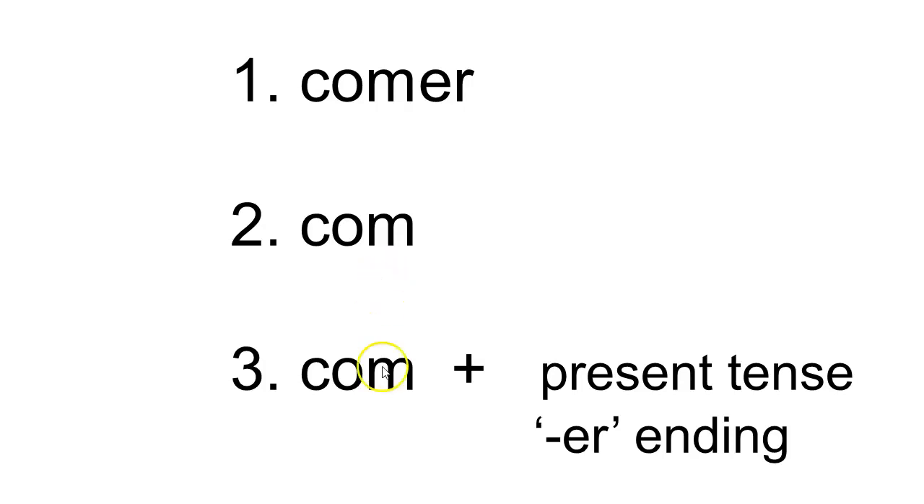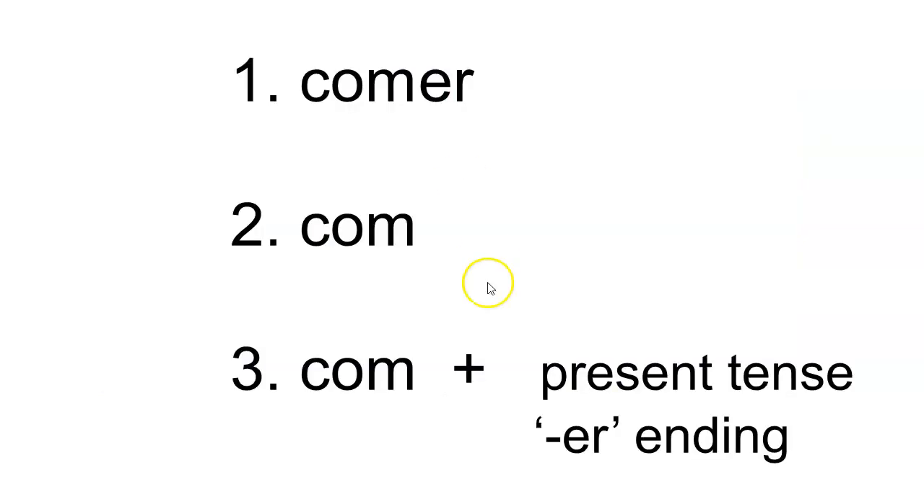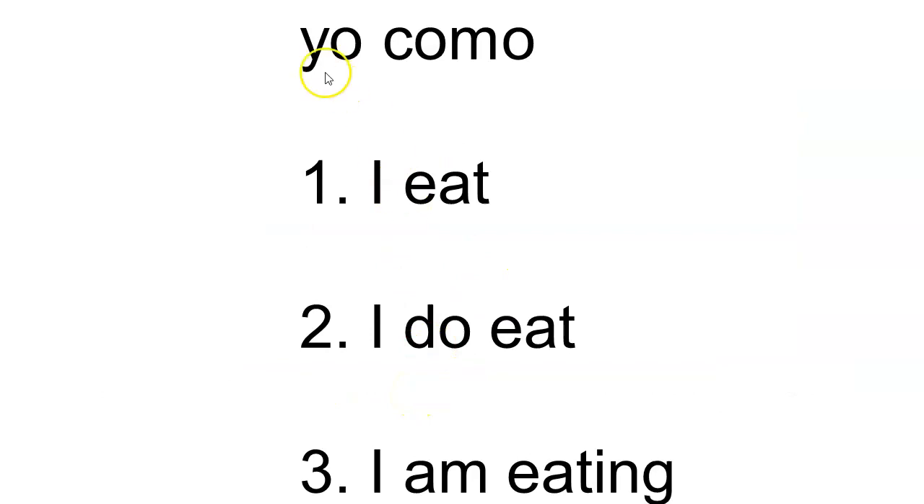And in step 3, all you have to do is pick your subject pronoun and then add that present tense ending to the root. So for example, if I want to conjugate comer and I want to say I eat, well, the ending for I is O. So I add that to my root, and you get yo como, which can mean three things: I eat, I do eat, or I am eating. And again, it just depends on the context of the sentence, which meaning you get.